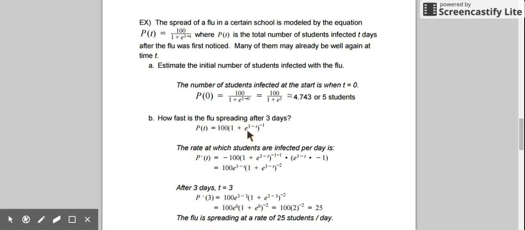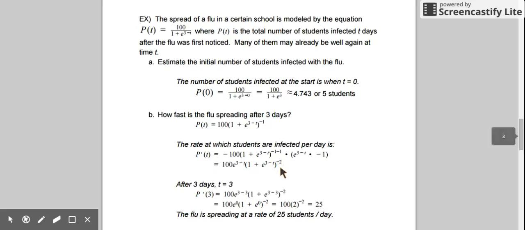To find the derivative of e to the 3 minus t, the derivative of that is itself times the derivative of the exponent. So the derivative of the exponent is -1. We can then simplify. -1 times -100 times e to the 3 minus t power gives me positive 100 e to the 3 minus t power times the quantity 1 plus e to the 3 minus t, all to the -2 power. So we could use that.